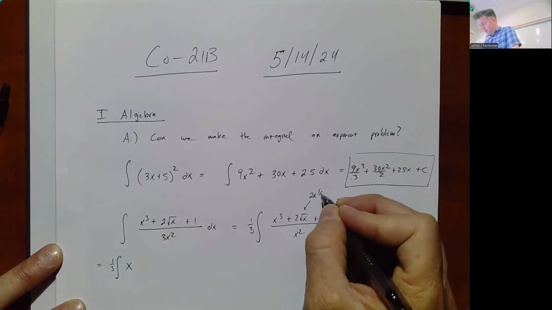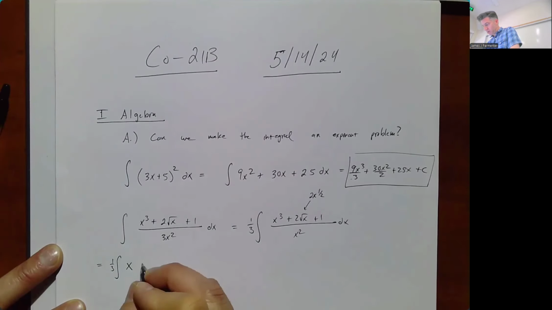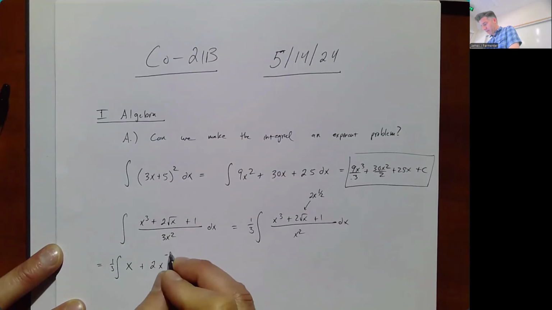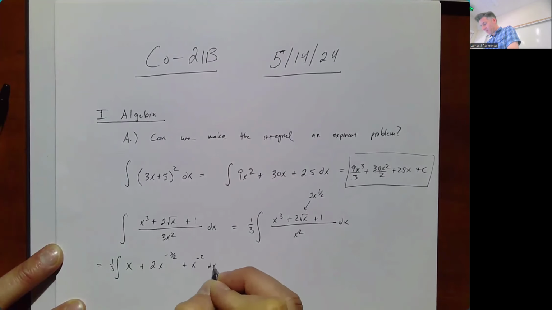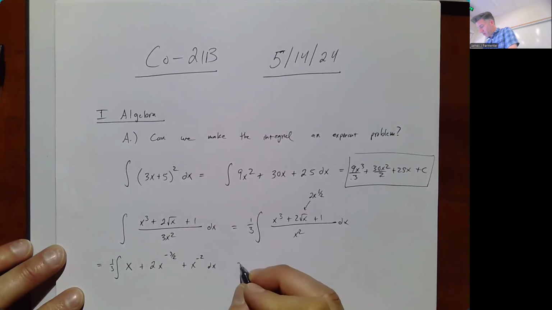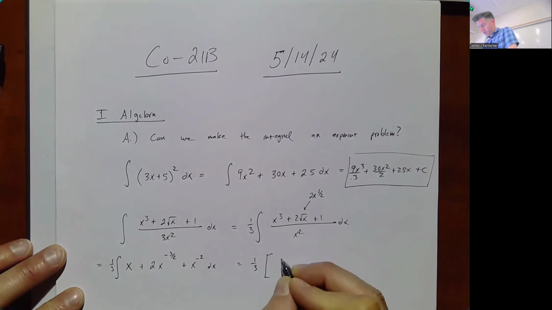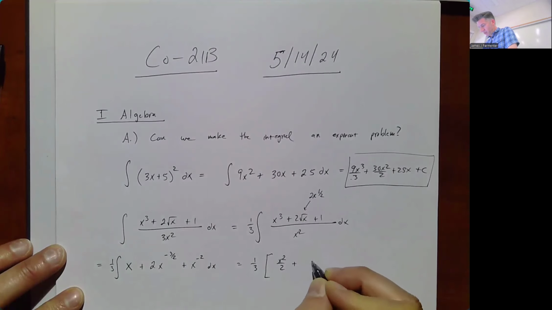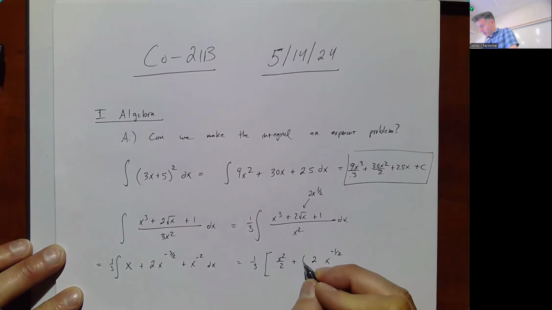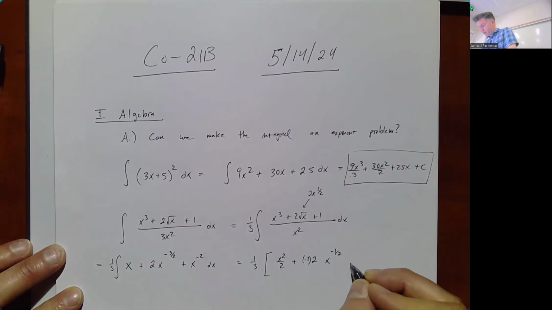2x to the 1/2 divided by x squared is going to be 2 times x to the 1/2 minus 2 is -3/2. And then 1 over x squared is x to the -2. And then we can just use the anti-power rule. So we're going to get 1/3 times x squared over 2 plus 2 times x to the -1/2 divided by -1/2, which is the same as multiplying by -2. And then plus x to the -1 divided by -1.